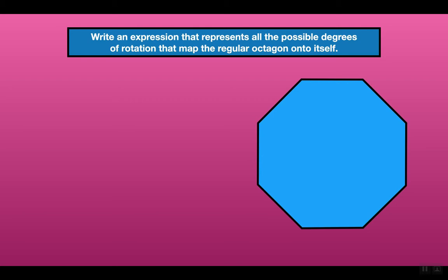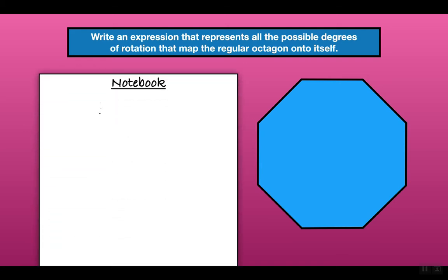Write an expression that represents all the possible degrees of rotation that map the regular octagon onto itself. So I'm using the same picture, the same octagon from the previous question. They want us to write an expression, not an equation, that means our answer does not have an equal sign. We just did this in a previous question where we saw that the angle of rotation is 45 degrees. And we found that by doing 360 divided by 8.